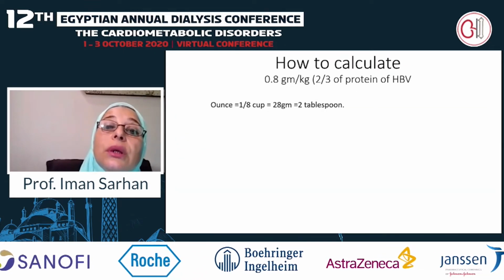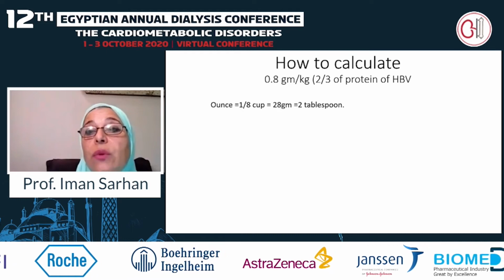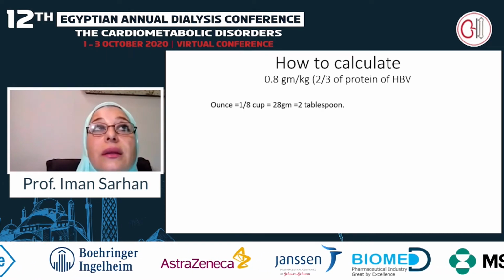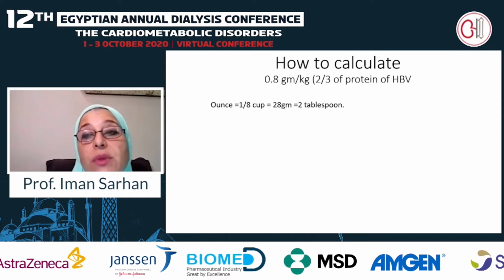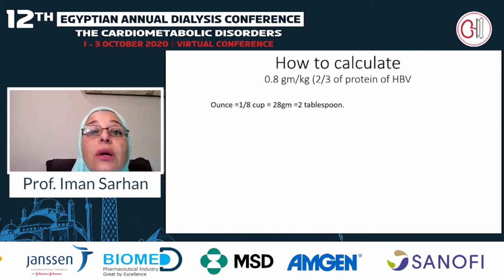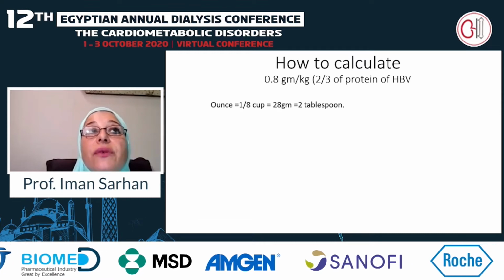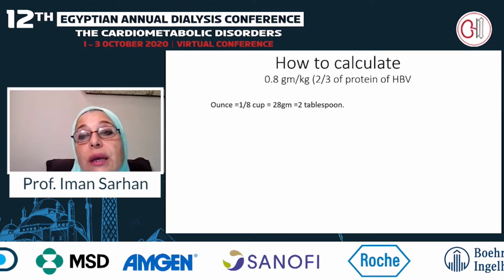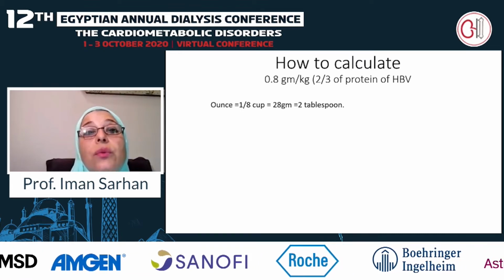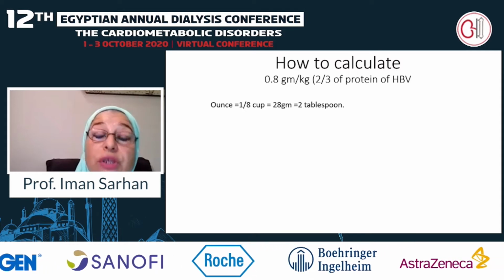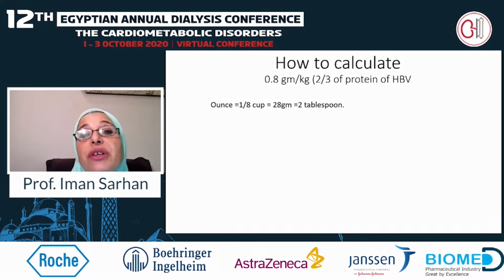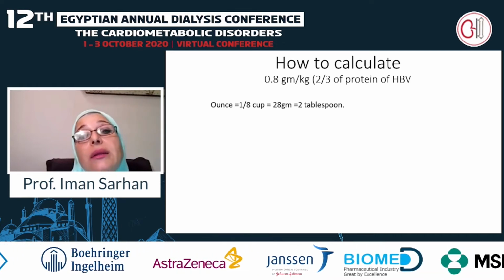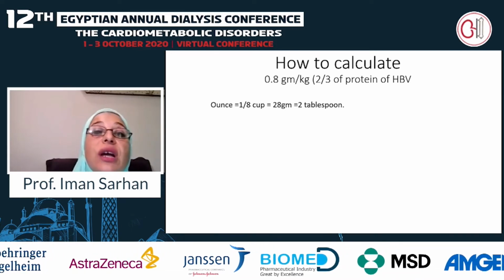How do we calculate this 0.8 or 800 milligram of phosphorus, or 1,000 milligram of phosphorus? We know that the phosphorus is linked to the protein. So we need to do the protein calculation first. I will calculate 0.8 gram per kg per day of protein, and I need 60% of it to be of high biological value.